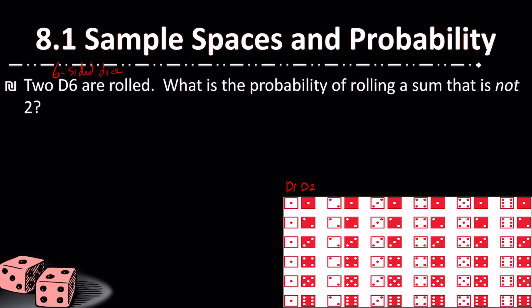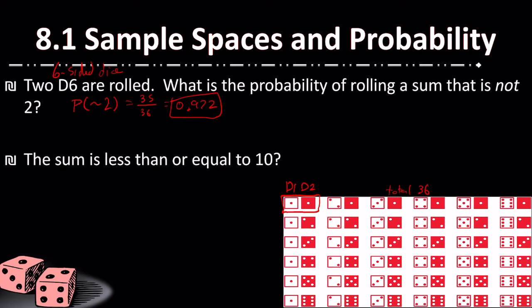Well, it looks like there are 36 total options, and the only one that sums to 2 is that first one right there. So the probability, we're going to use the symbol not, would be, well, there's 36 total and one of them is the 2. That means we'd have 35 that are not 2 out of our 36, which is about 0.972. So that is likely to occur.